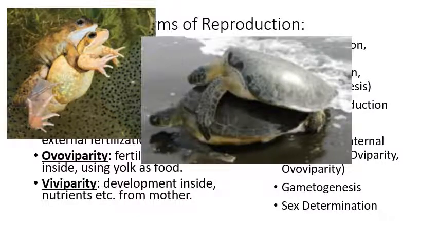Here we have some reptiles. These are turtles. In the case of the turtles, the eggs are fertilized internally. In the case of the frogs, the eggs are fertilized externally. In the case of the turtles, the eggs are fertilized internally, but then the mother lays the eggs, buries them basically, and they develop. So we have oviparity again.